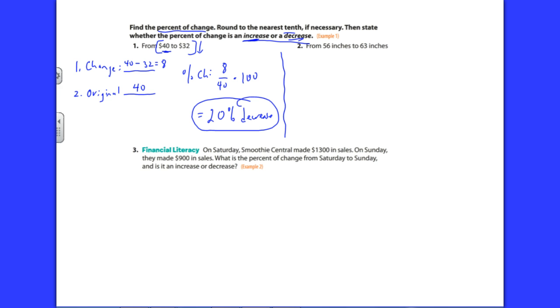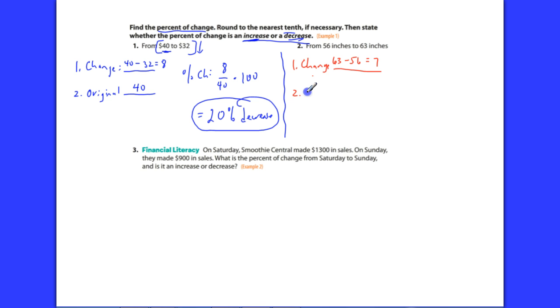Now I think what I'll do for number 2 is change colors just so you can keep them separate here. We're continuing to find the percent of change. And number 2 says this went from 56 to 63. Okay, so the first thing you always have to find is the change. The change, it went from 56 to 63, so I'm going to go 63 minus 56. I subtract that and I get 7. All right, so this went up 7.